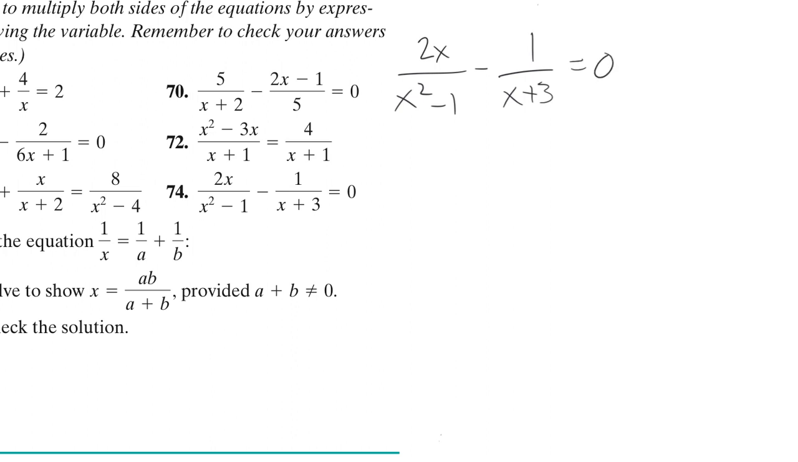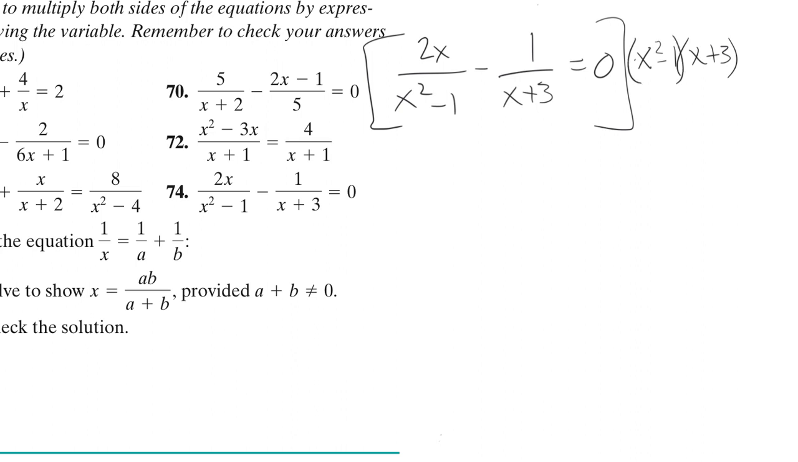So multiply everything by a lot of stuff. You have to multiply it by x plus 1, x minus 1. Do you? You don't. I was going to, because x minus 1 times x plus 1 is x squared minus 1. But you kind of don't have to do that, so I think I'm going to avoid that and just call the least common denominator x squared minus 1 and x plus 3.